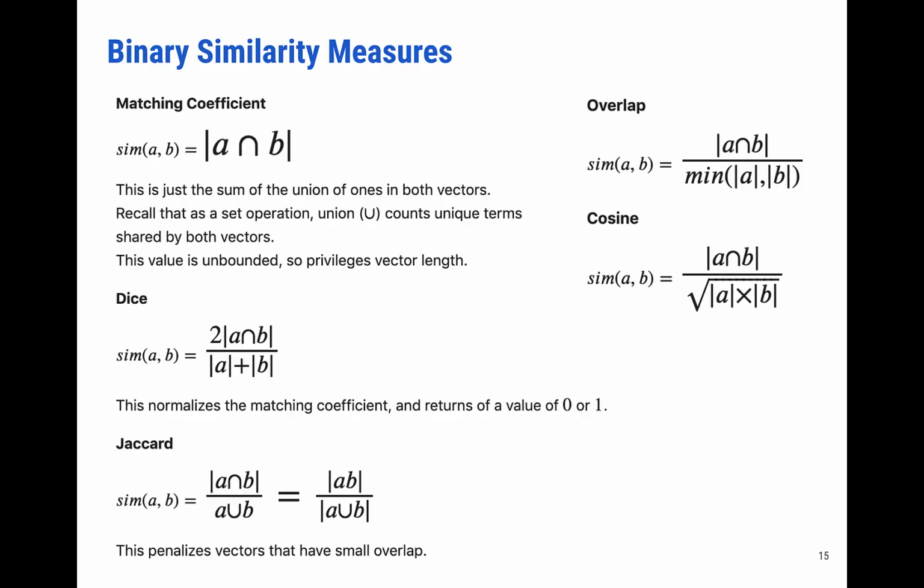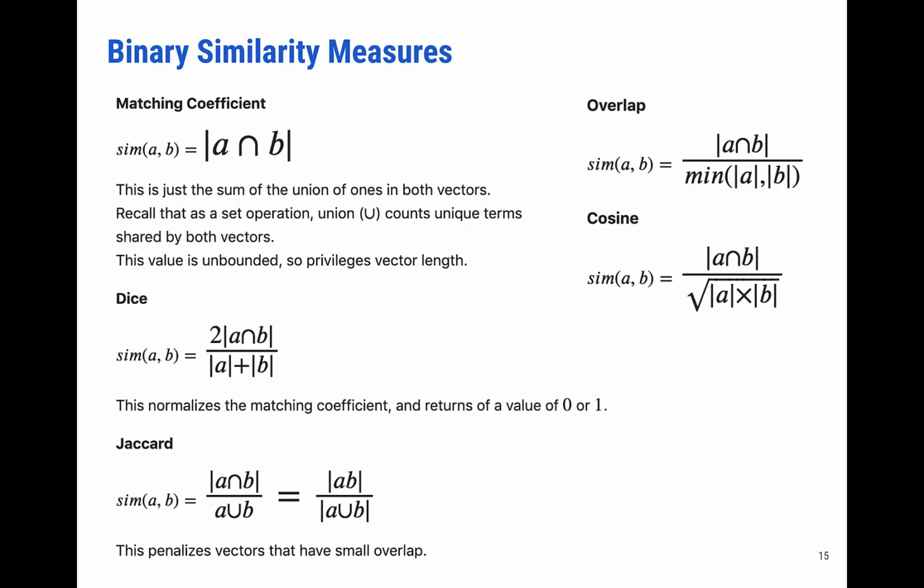One typical way of normalizing the matching coefficient is what's called the Dice measure of similarity. There you simply double the norm of the intersection, and you divide it by the lengths of the two vectors independently. Another measure in this category of binary similarity measures is the Jaccard measure.